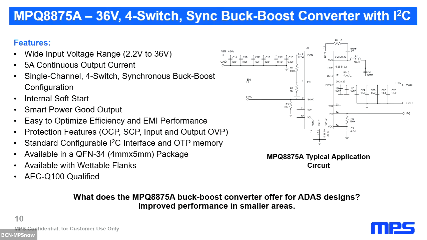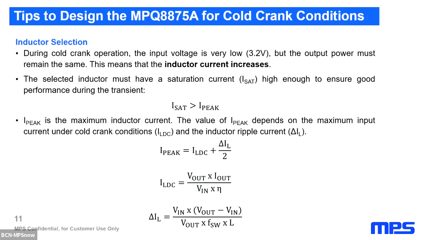Now it's time to present the main tips to design with this IC in order to get a stable voltage during cold crank. Firstly, we need to take into account that when the input voltage decreases down to 3.2 volts, as the output power must remain the same, the current through the inductor will increase. Then, the selected inductor must have a saturation current higher than the maximum current that will pass through it.